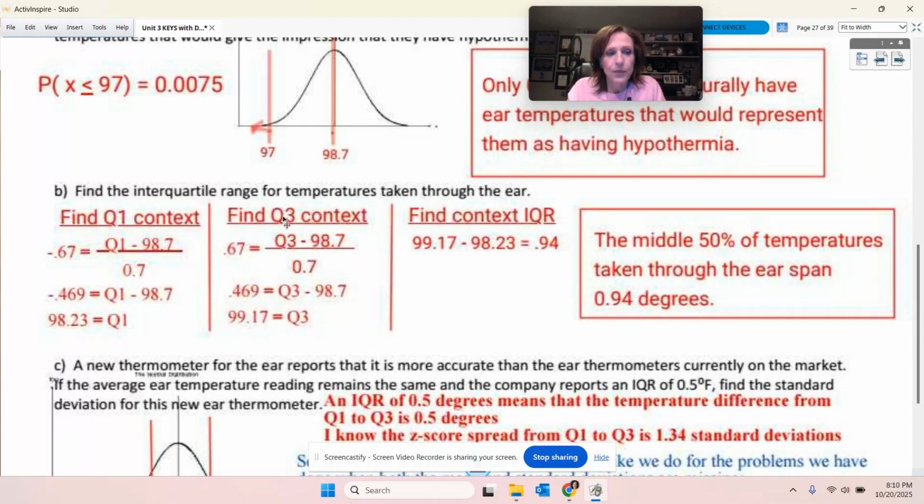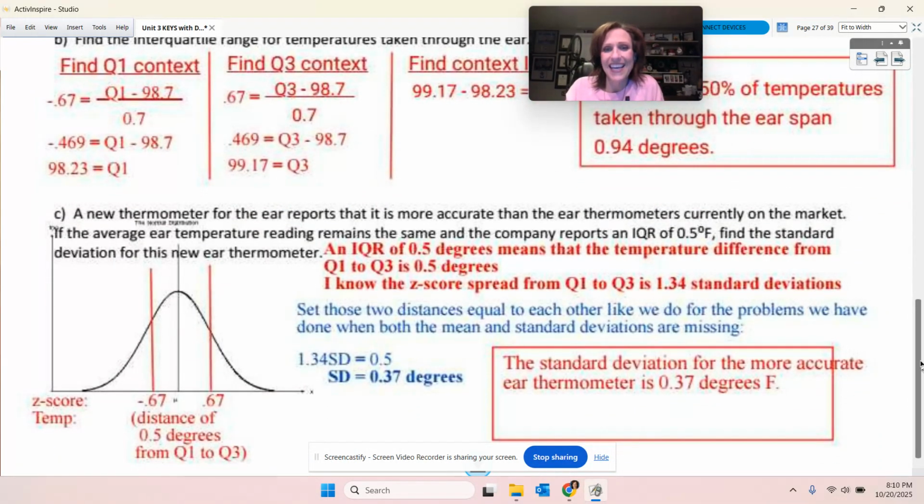You then get the z-score for Q3, which is 75% to the left, and that's a positive 0.67. Solving for Q3 then gives 99.7. So the IQR would be your Q3 minus your Q1, and there you go: the middle 50% span 0.94. All right, this question definitely will not be on the quiz. It has a missing mean and standard deviation, so we're going to skip that.